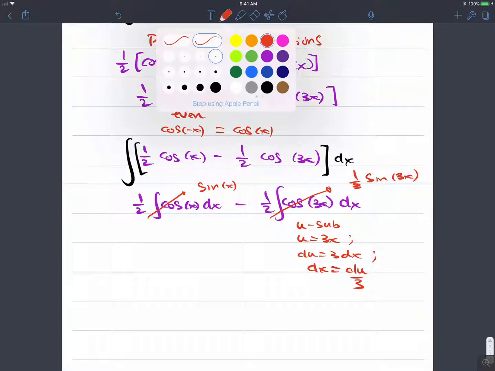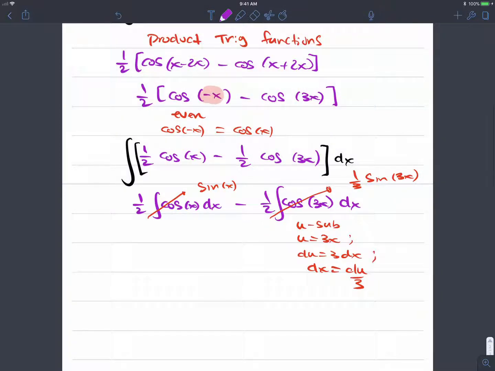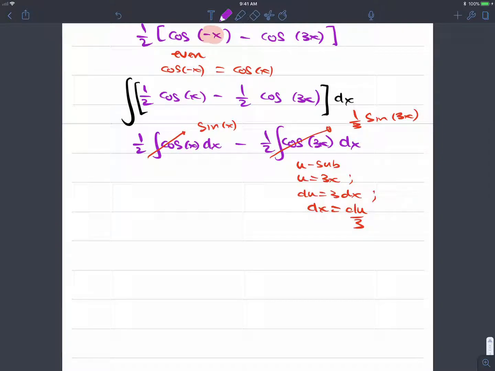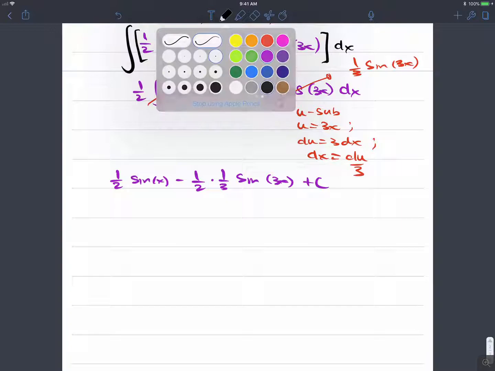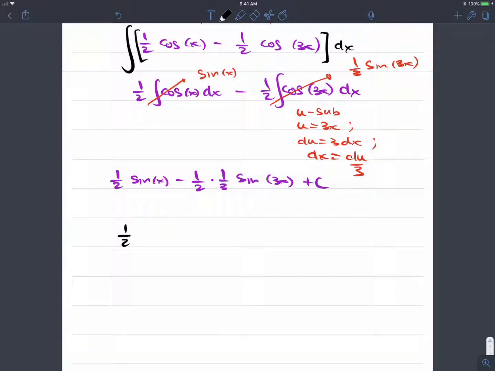Okay, so all together, let's keep in mind we have some constants here. We have 1/2 sine x minus 1/2 times 1/3 sine 3x plus c. So my final answer is going to be 1/2 sine x minus 1/6 sine 3x plus c.